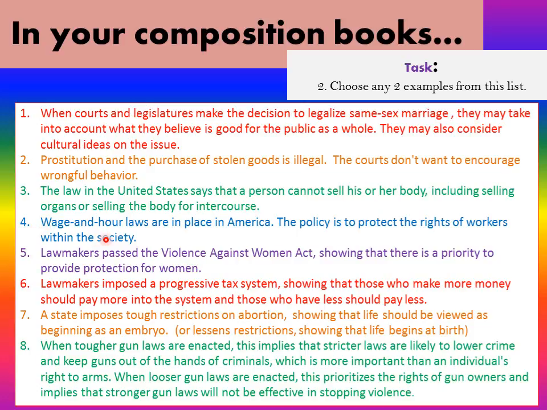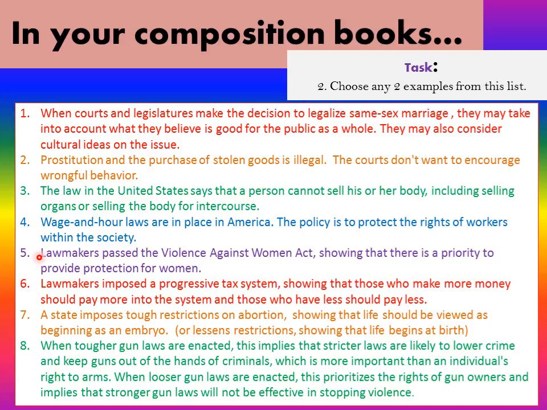Number 4, wage and hour laws are in place in America. The policy is to protect the rights of workers within the society. This one affects you guys specifically because I know a lot of you have jobs, and I know that there are restrictions on when you are allowed to work. Companies technically cannot make minors work before and after certain hours, or more than so many hours in a day. So those are put in place for you. I want you to think, what are the pros of those laws and what are the cons of those laws? What are the good sides and the bad sides?